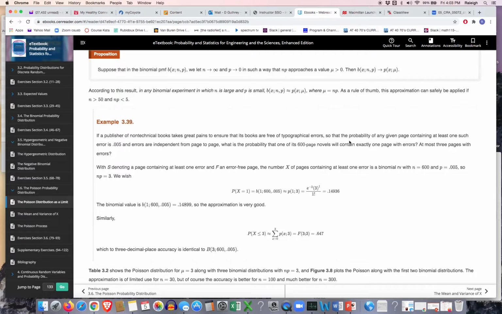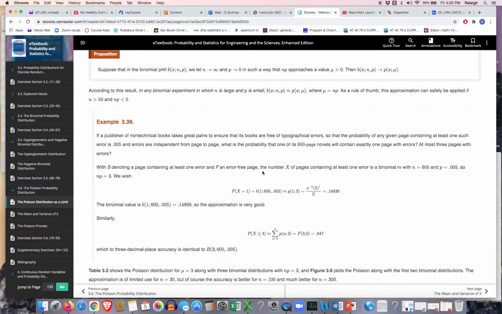Even 10th editions sometimes will have silly mistakes. But anyway, we have a 600-page novel. And what's the probability that one of the novels will have exactly one page with errors? And then at most 3 pages, the second follow-up question.